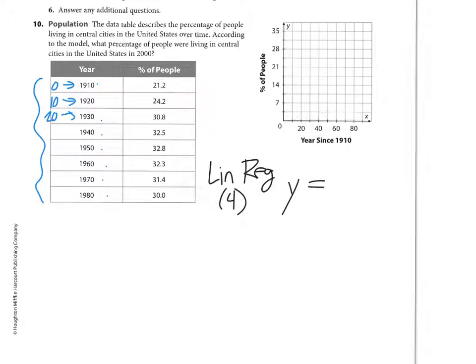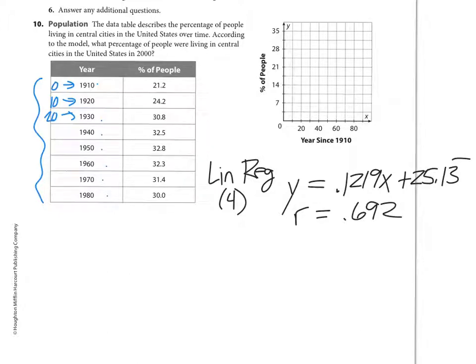So y equals, I'm going to go down to 4. I'm going to calculate it using my two lists, and I get 0.1219x plus 25.13 repeating with an R of 0.692. That's not a very good fit, okay? So let's go to the next one.